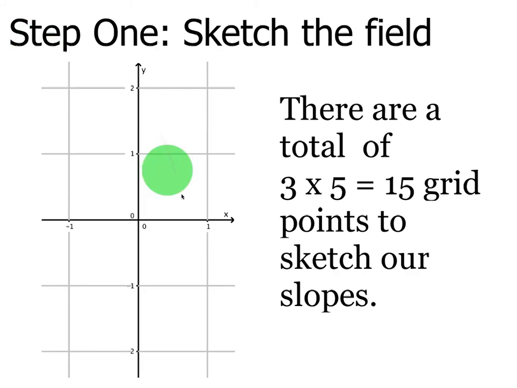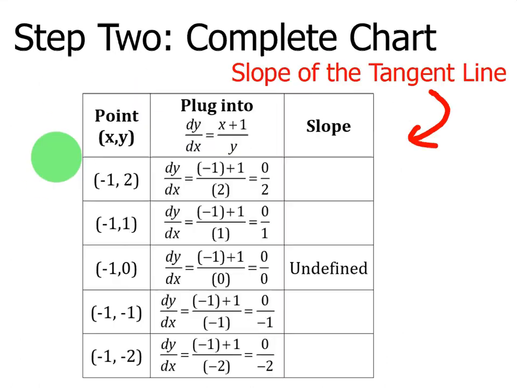So step 1 is going to be to sketch the field. Now by field, I just mean an x and y axis with a particular range of x and y values. Okay? We're going from x equals -1 to x equals 1, and from y equals -2 to y equals 2. So you just have this simple grid, which is actually a 3 by 5. So there will be 15 grid points to sketch our slopes. For every one of these points, we're going to have a slope that we sketch.